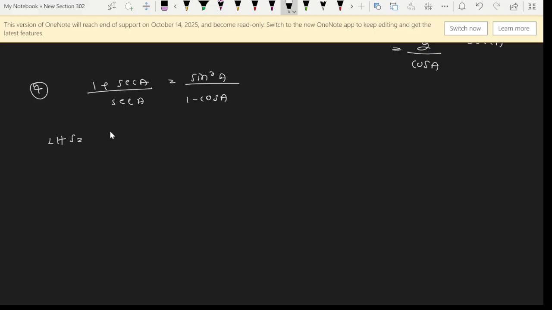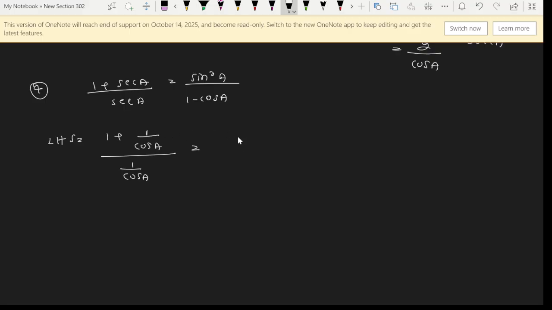So LHS is 1 plus secant A divided by secant A, as we can see over here. As I told you, the first step is that secant A is 1 by cos A. Start applying the known ratios and identities. That is the first thing that has to be done. Especially in these, the first step is: if tan is there, sine by cos; cot is there, cos by sine; secant is there, 1 by cos; cosecant is there, 1 by sine. Like that, start applying the ratios.